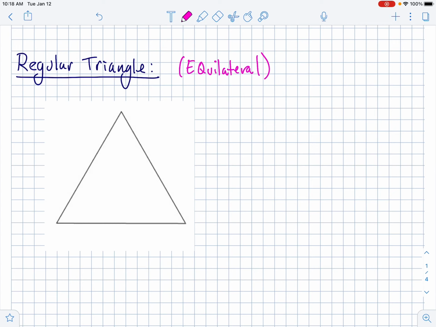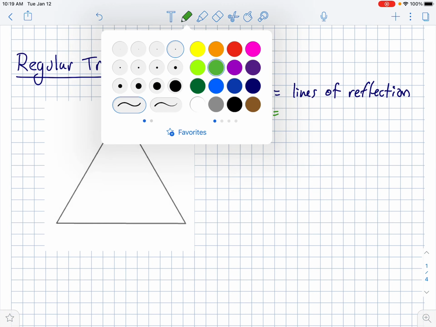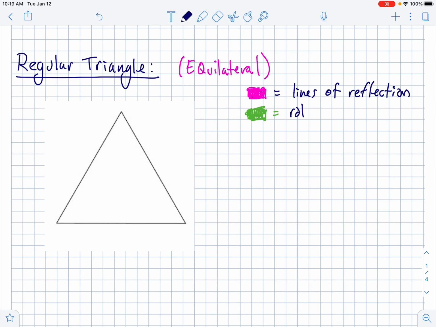So, looking at this regular triangle, let's first talk about lines of reflection. From here on out today, any pink lines I draw are going to be lines of reflection, which means that you could fold it over that line and it would perfectly match up with itself. And then any green lines I draw are going to be lines of rotation. They're going to have to deal with rotational symmetries.